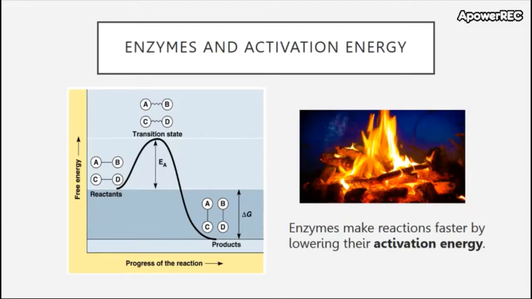So enzymes make these reactions occur faster by doing one thing only. They reduce the activation energy. In a sense, they provide a shortcut in order to go down the hill and make products.